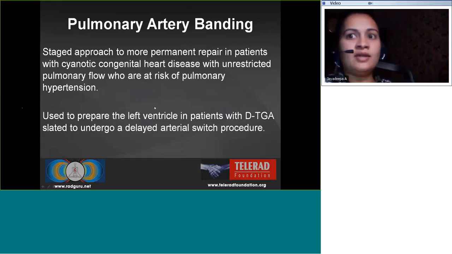Now coming to pulmonary artery banding. Pulmonary artery banding is basically a staged approach to more permanent repair in patients with cyanotic congenital heart disease, where they have an unrestricted pulmonary flow and they are at risk of pulmonary hypertension. So this is basically a palliative surgery in order to take care of the pulmonary hypertension. And it is also used to prepare the left ventricle in patients with D-TGA who are slated to undergo atrial switch procedure later on.